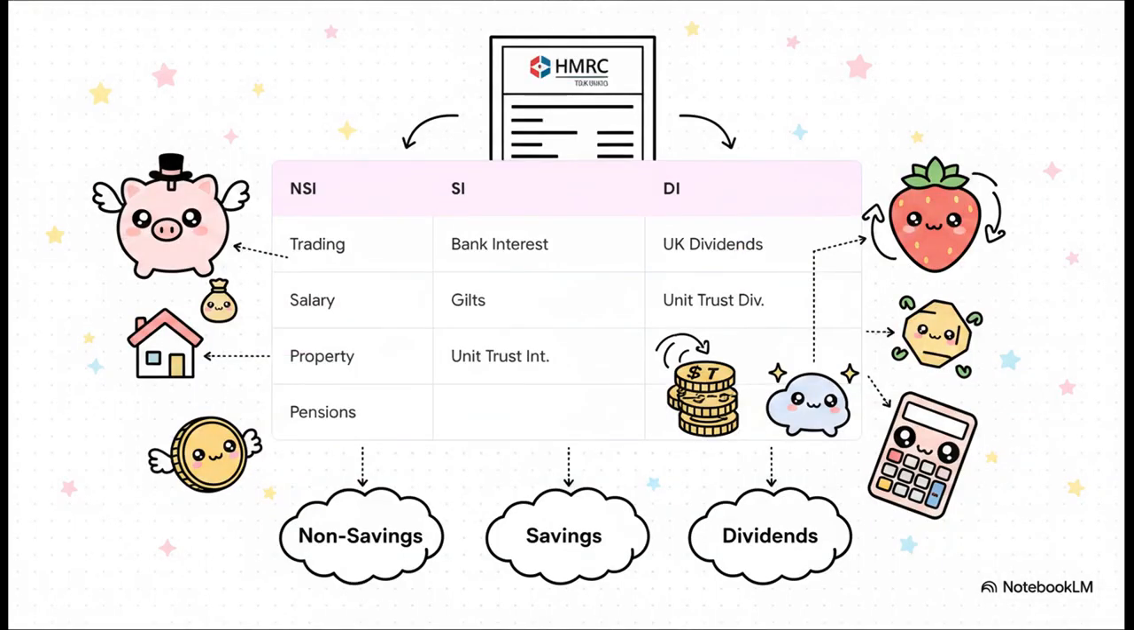Let's zoom in on step 1. You've basically got 3 buckets, and you have to slot every single source of income correctly: non-savings, savings, and dividends. Non-savings is your trading income, your salary, property, and, don't forget this one, pensions. Savings income is exactly what it sounds like, plus gilts. And lastly, UK dividends and unit trust dividends drop into that final bucket. Keep them completely isolated from each other, because as you know, they trigger totally different tax rates down the line.